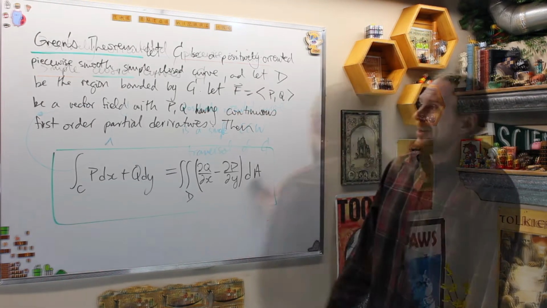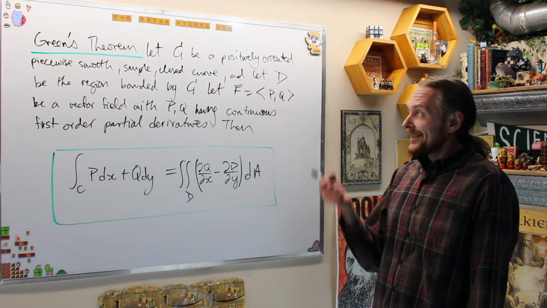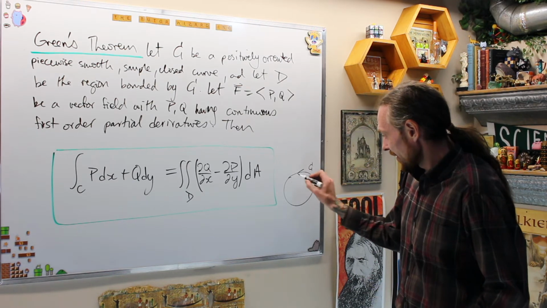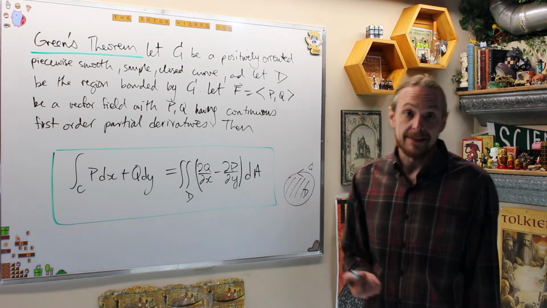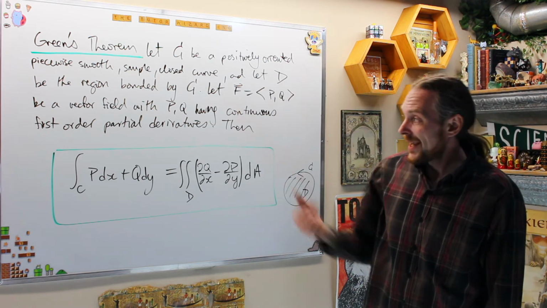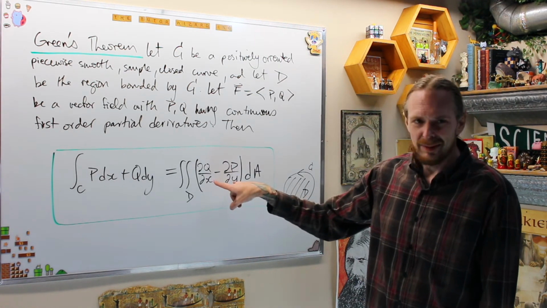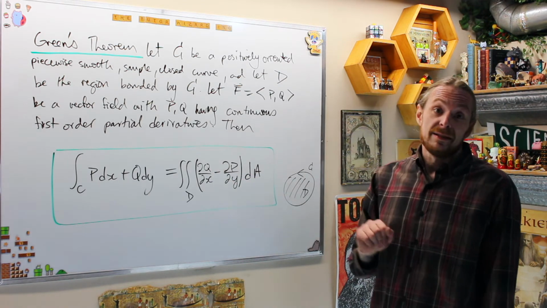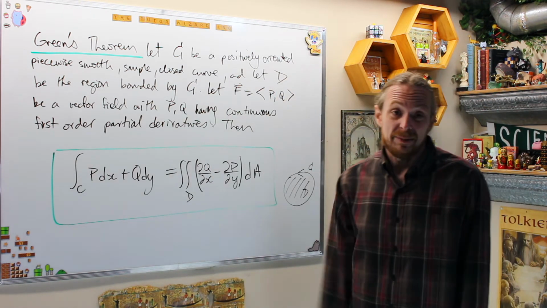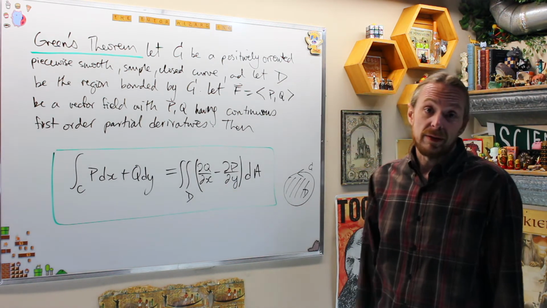Now let's give Green's theorem. Green's theorem says, let C be a positively orientated, piecewise smooth, simple closed curve, and let D be the region bounded by that curve C. So we're going to have a positively orientated curve C, and then this will be the region D bounded by that curve C. What Green's theorem says is, if I have a vector field F which has its coordinates P and Q having continuous first order partial derivatives, then the line integral over C of P dx plus Q dy is equal to the double integral over the region D of the difference of the partial derivatives dA.